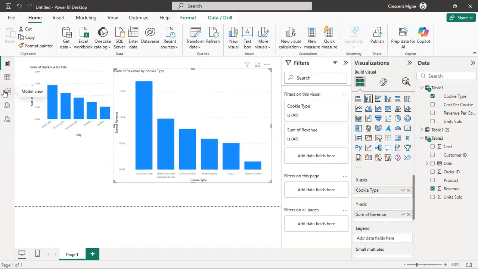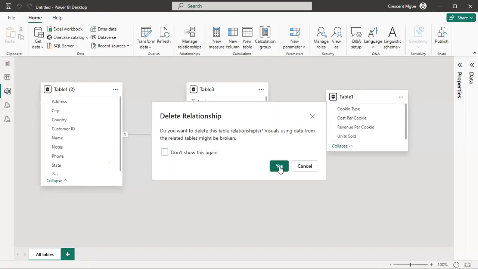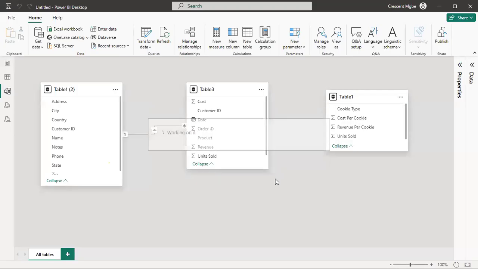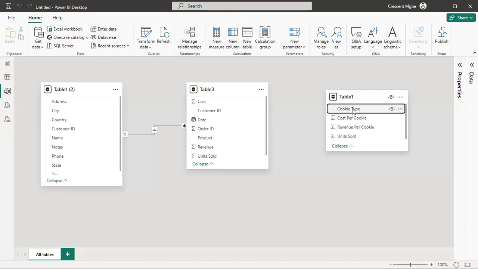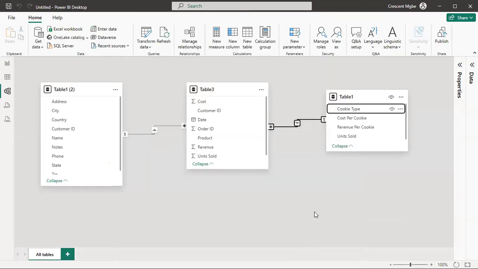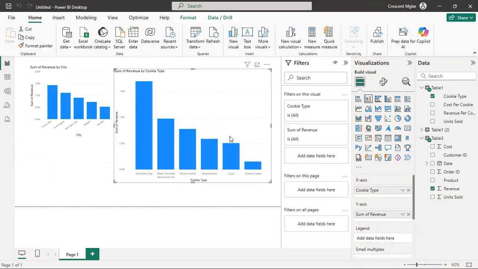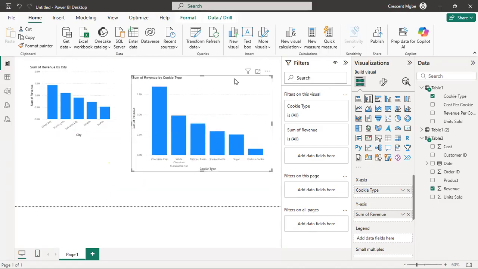If I come back here and I cancel this connection, delete, if I delete the connection, the problem comes back again. We now have a problem. It has spoiled the whole thing. And to solve this problem is just to simply come here and connect the cookie type. Everything is good. Now that we have created the connection back, what happens? The problem is solved. Can you see what happened? Good.